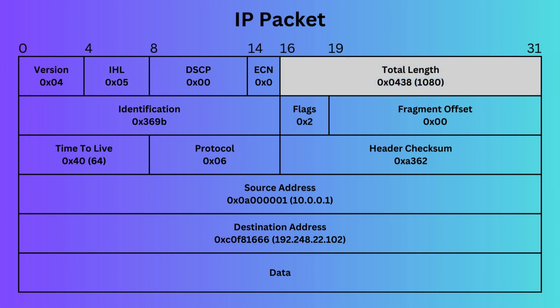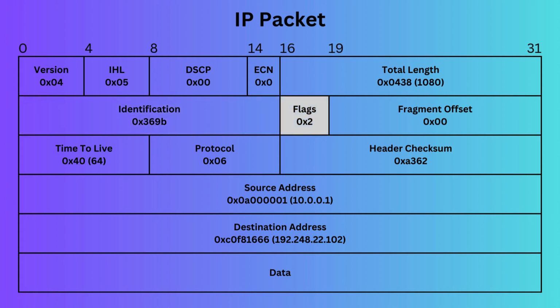The total length field is 0x0438, meaning the entire packet, including the header and data, is 1080 bytes long. The identification field, set to 0x369b, uniquely identifies this packet for reassembly if it gets fragmented.